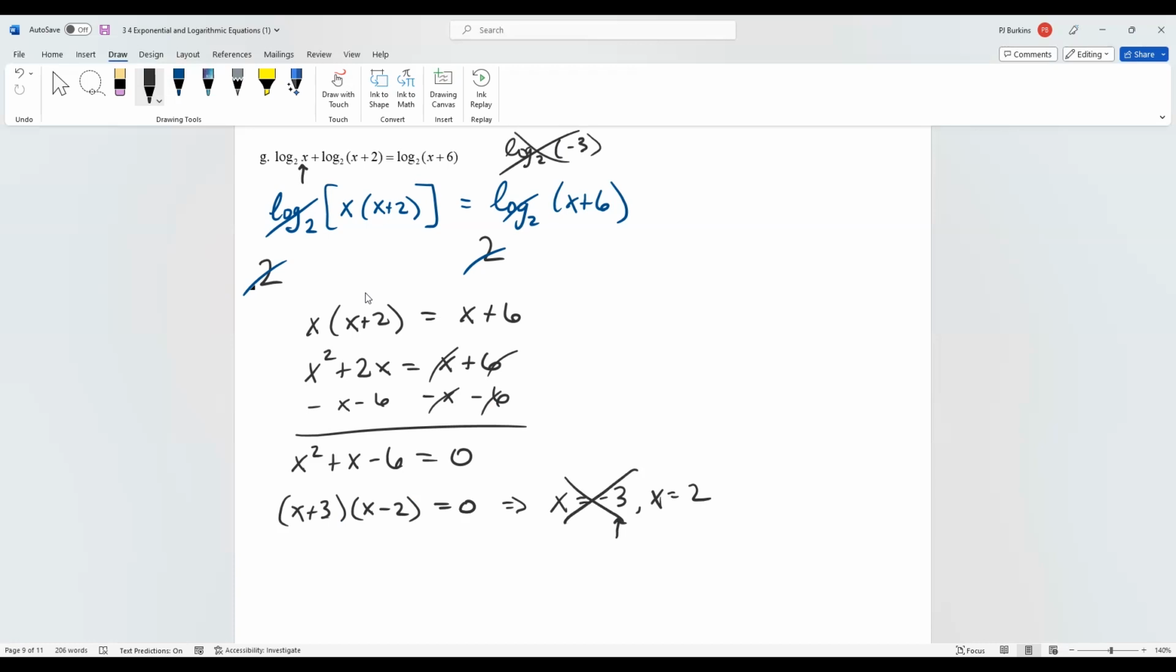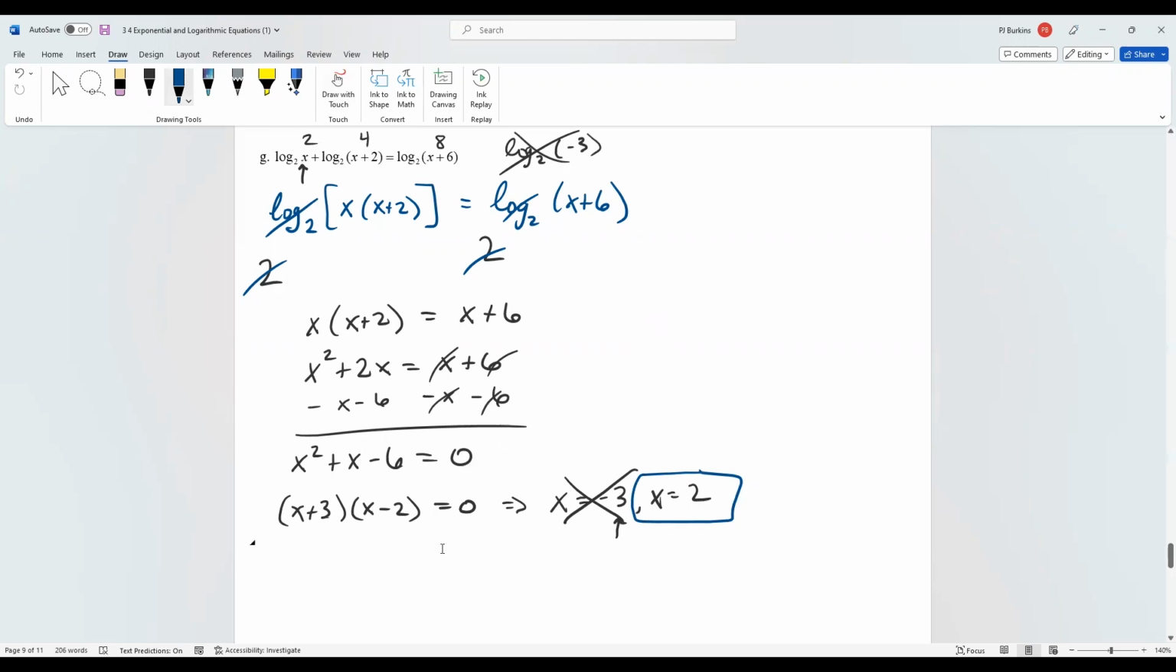Then if I plug 2 in, I get 2 here, I would get 4 there, and I would get 8 there, none of which break the rule of being less than 0, and therefore these are all okay. So it looks like my only solution in this instance is x equals 2.